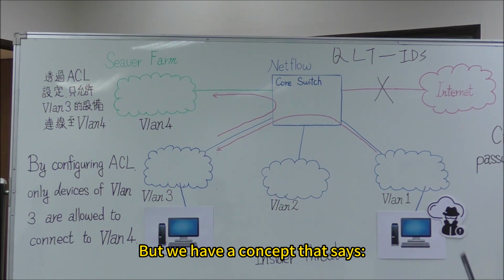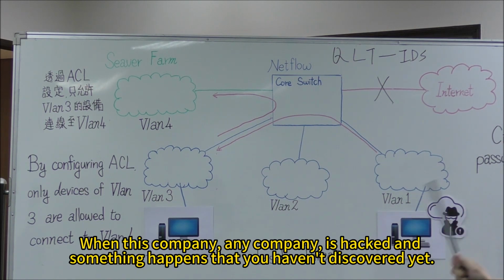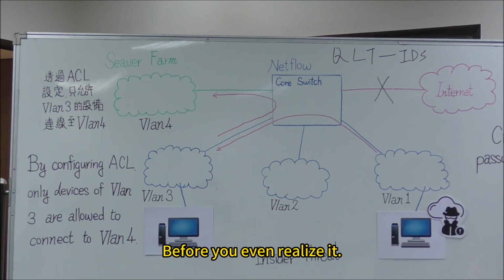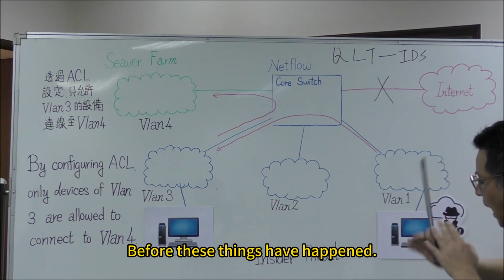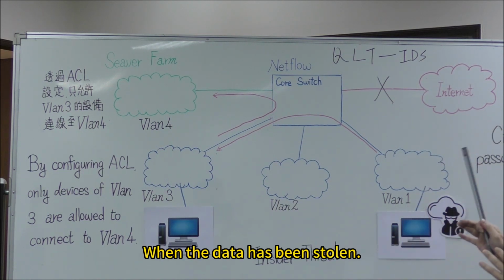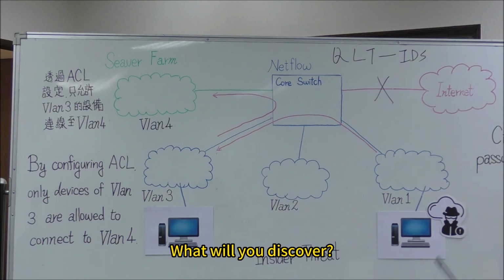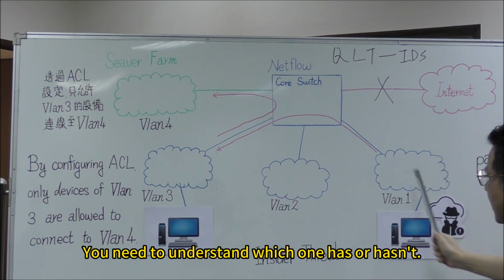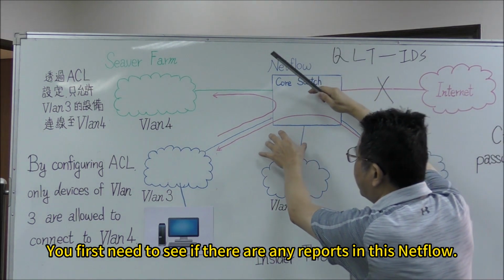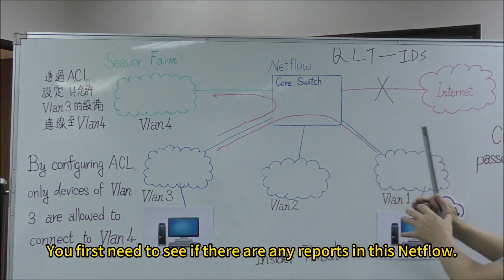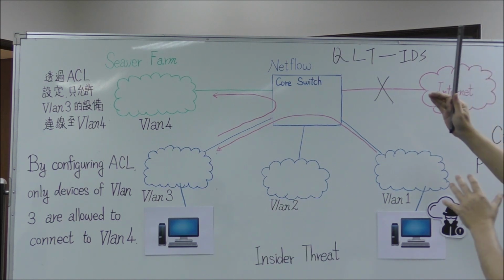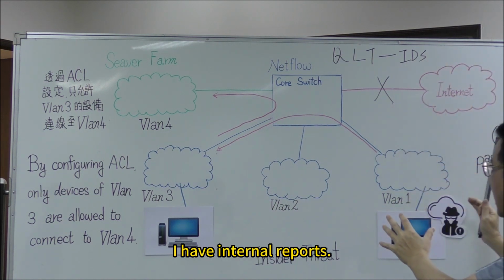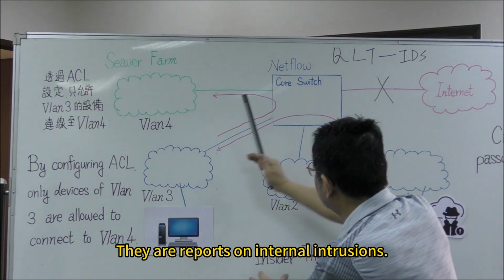But we have a concept that says, when this company, any company, is hacked, and something happens that you haven't discovered yet, before you even realize it, if the data has been stolen, what will you discover? You need to understand which one has or hasn't. You first need to see if there are any reports in this NetFlow. I can go and check for the reports. Like this one here, I have internal reports. They are reports on internal intrusions.